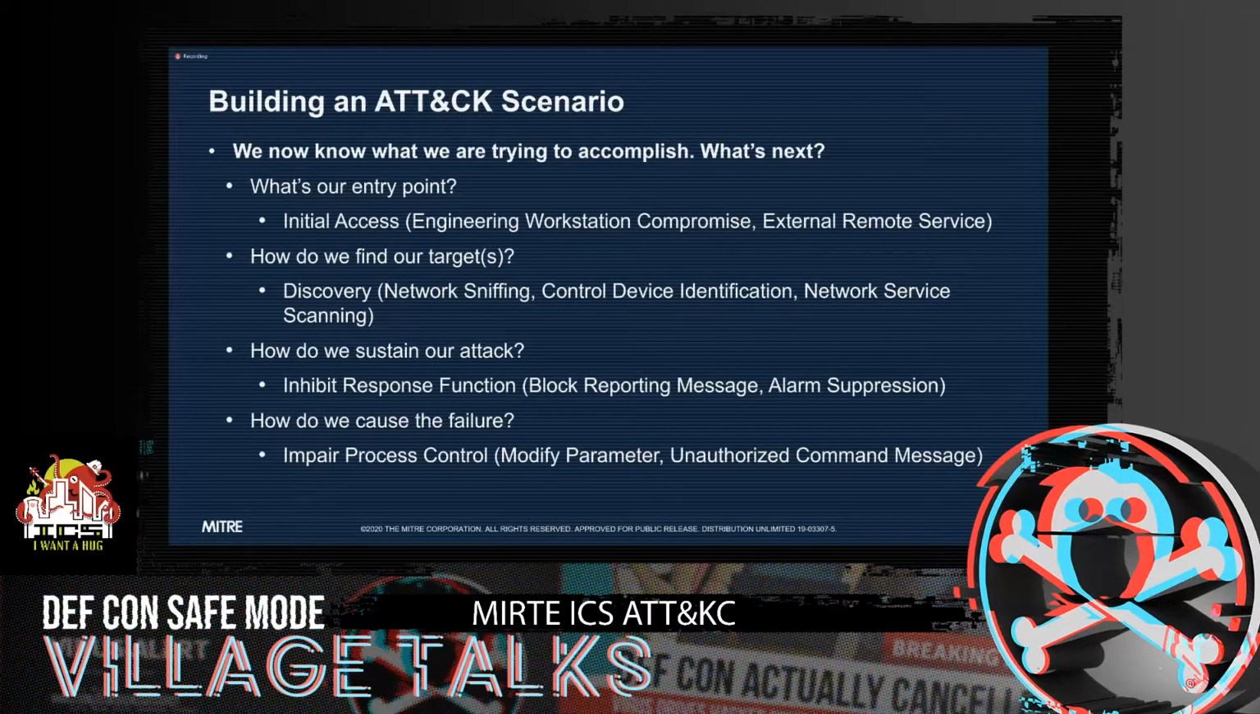And then to sustain our attack, we may want to block reporting messages so that certain voltage or current values don't make their way up to the operator. Or we may want to do alarm suppression, where we're stopping alarm messages from going up to an operator. And then finally, to cause our failure, we want to use impaired process control techniques where we modify the overcurrent and thermal parameters and we send commands at the wrong time to open breakers. So now we're starting to build a real story about what we want to do.